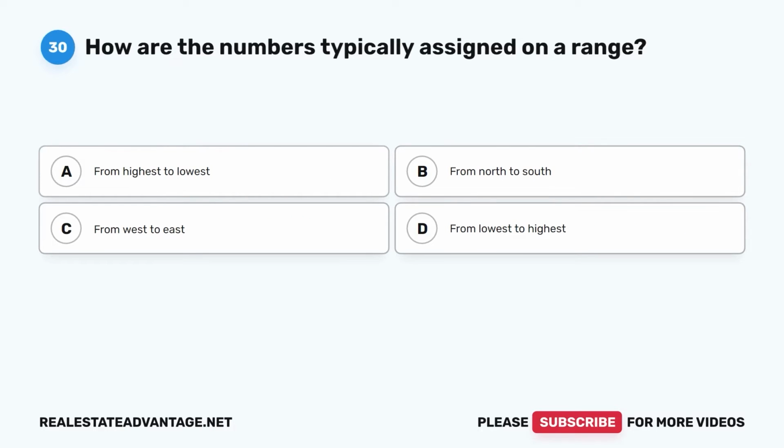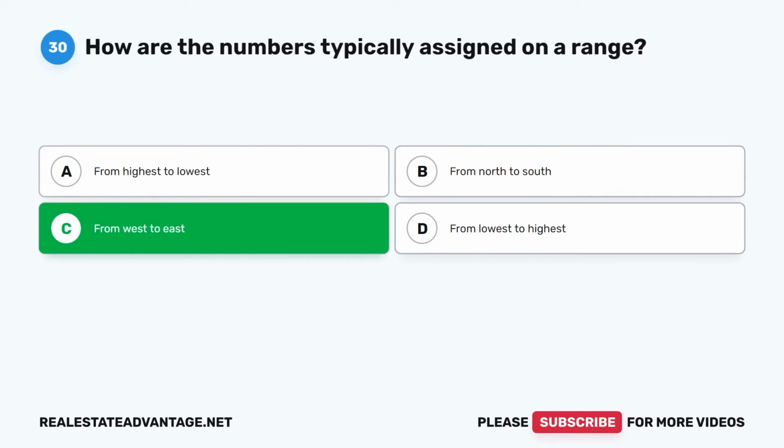Question 30. How are the numbers typically assigned on a range? A. From highest to lowest. B. From north to south. C. From west to east. D. From lowest to highest. The correct answer is C.